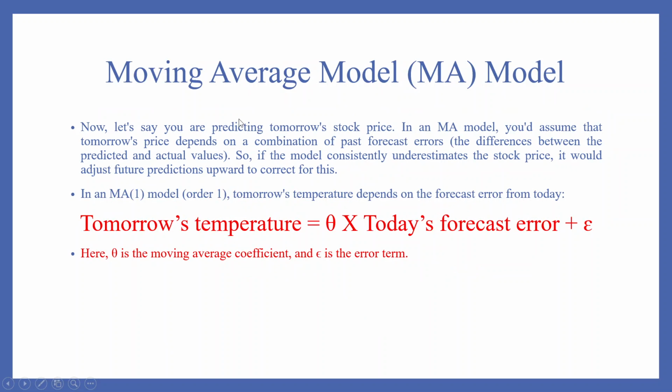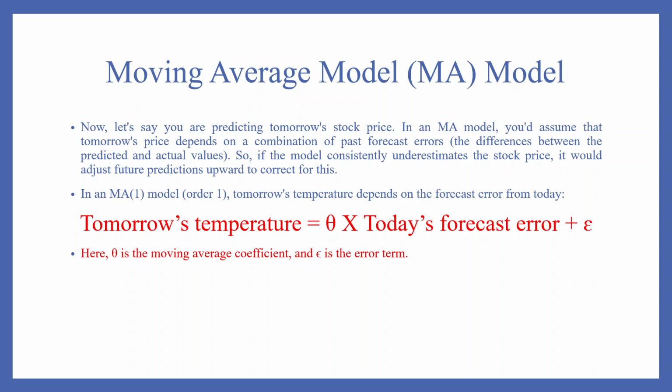The moving average model. Now let's say you are predicting tomorrow's stock price. In an MA model, you assume that tomorrow's price depends on a combination of past forecast errors, the differences between the predicted and actual values. So if the model consistently underestimates the stock price, it would adjust future predictions upward to correct for this.